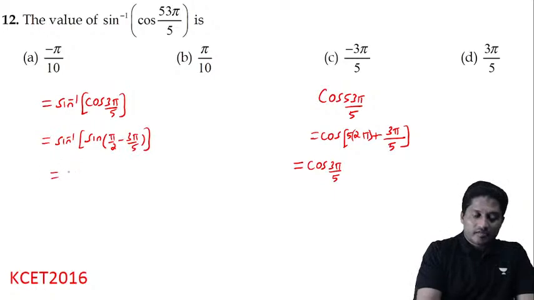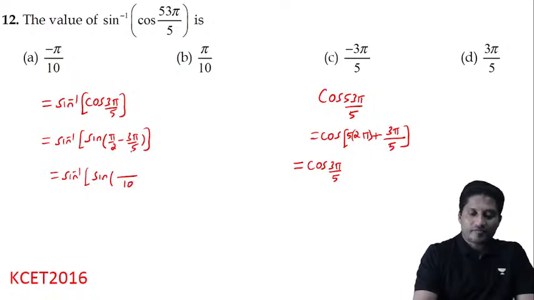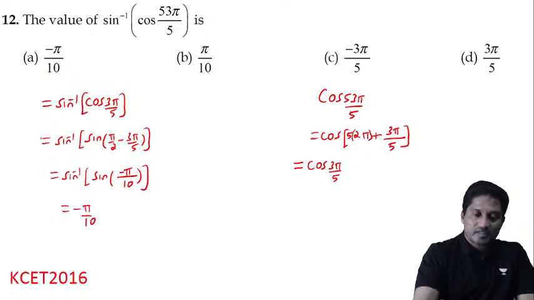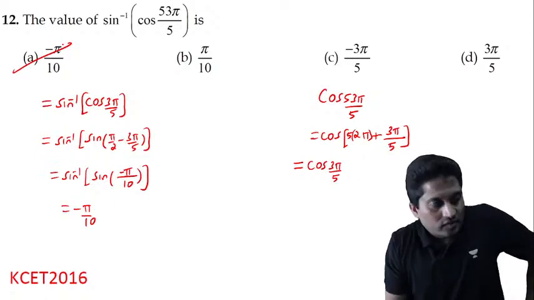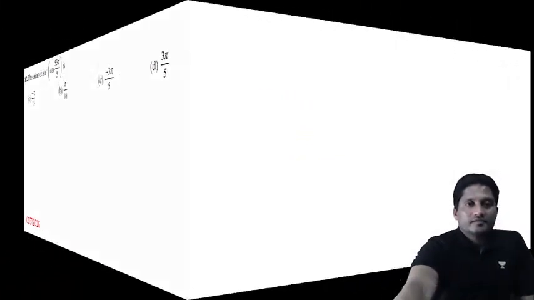Okay, now this is sine inverse of sine of... LCM is 10. Cross multiply, you get 5 pi minus 6 pi, which is minus pi. Sine inverse of sine theta is theta, so you get minus pi by 10. Answer is option E. Right, let's move to the next question.